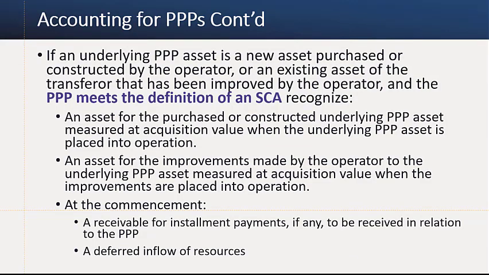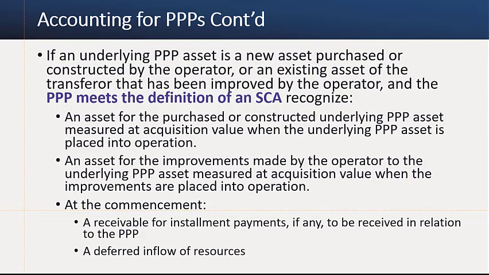On the other hand, if the underlying asset is a new asset that's either being purchased or constructed by the operator, one way that we have these arrangements is that there isn't an existing asset. We make the operator build it for the government as really their payment for having the right to operate it. Or an existing asset is improved by the operator, so we have them do improvements in order to enter into this arrangement. And the PPP meets the definition of a service concession arrangement, right? So all of those requirements.